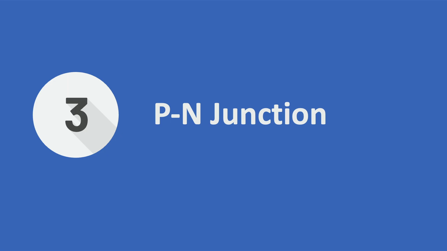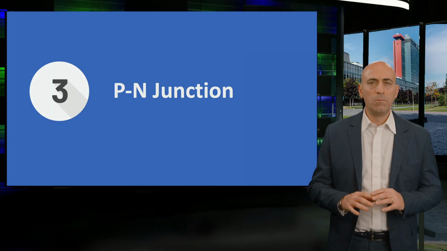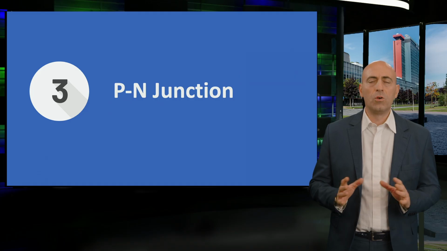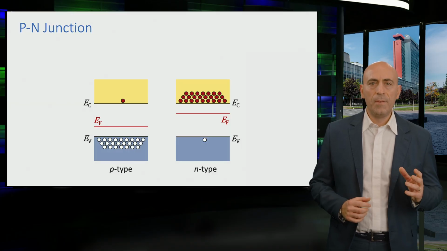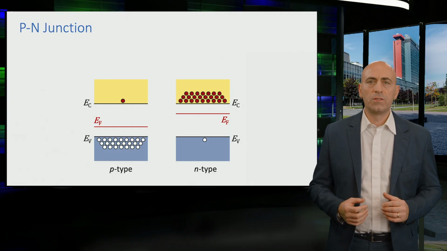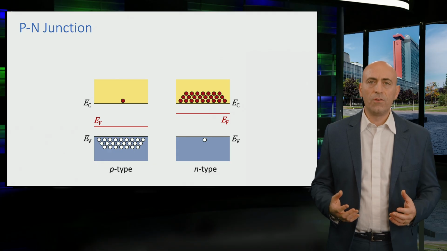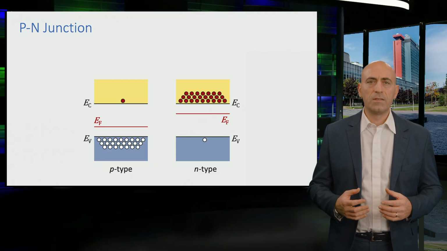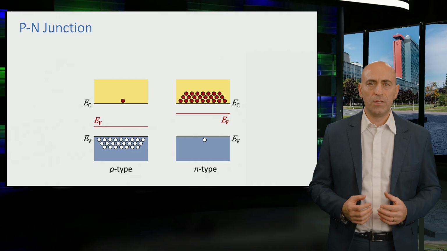In the third part, you will learn what happens when we put a p-type semiconductor and an n-type semiconductor together. This forms a p-n junction, an extremely important component in semiconductor devices. This is the most important building block of most solar cells. P and n-type doped layers are commonly applied together in a device, and there are several reasons behind this choice.